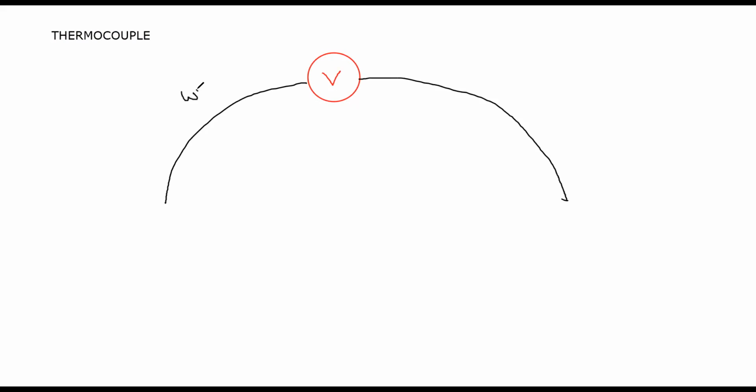We call that wire one, or wire A, you can say. And the two wires which are coming out from the voltmeter are connected by another type of wire, which we call wire 2. Wire 2 refers to another material. The point where the two wires intersect is called the junction.